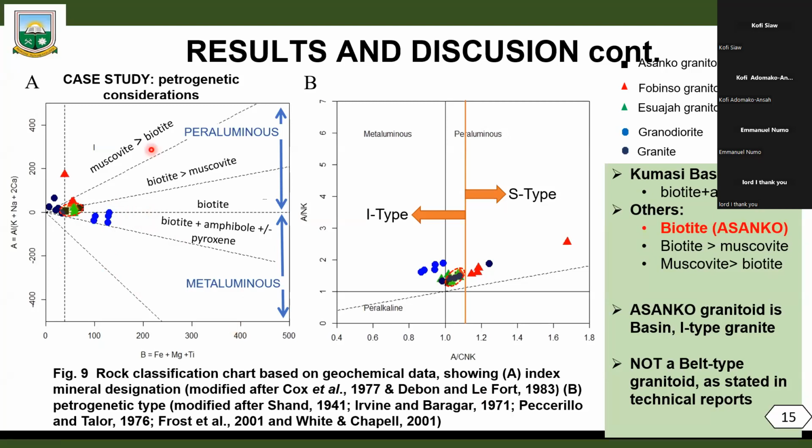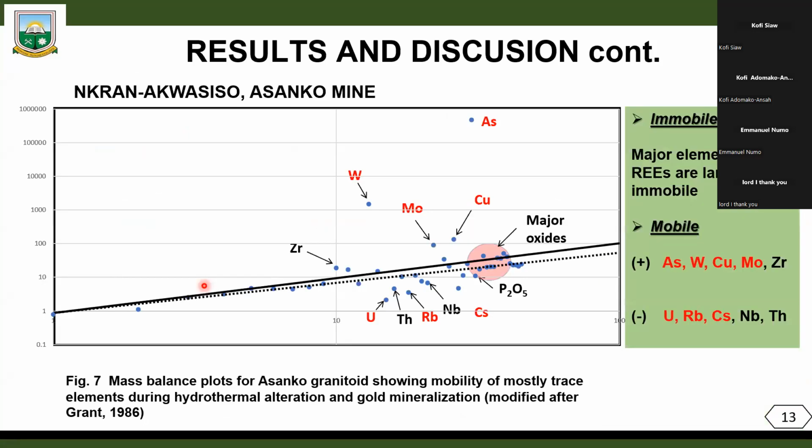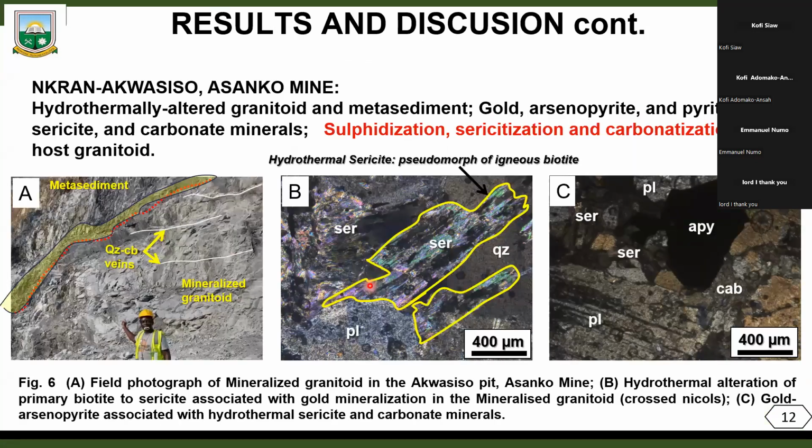So at times the granitoid can be altered, like in this case, I showed an example of biotite being altered to sericite. But the control of the biotite mineral is still there. If I can just go back for a minute, we saw this yellow line, which suggests this is the form of the previous mineral that has been pseudomorphically replaced by sericite. So this biotite mineral was present before the sericite occurred due to the mineralization.